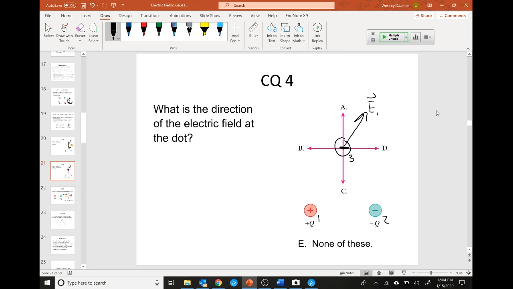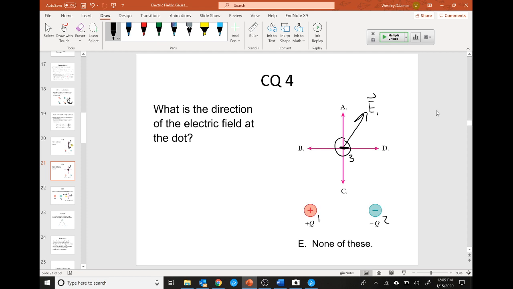I did not ask for the force though. I asked for the electric field at this spot. Remember, how we do this problem is we ignore all the other charges. We just focus on one at a time. So we ignore that this charge is here. We ignore that this charge is here. All I care is the direction of the electric field at this spot. And because it's a positive charge, it's going to point away.